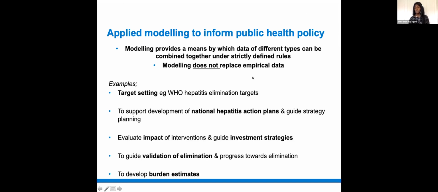So some examples of the use of modelling in hepatitis. Of course, we've seen that it can be used for target setting, for example, the WHO elimination targets. It can be used to support development of national hepatitis action plans and to guide strategy planning. I know our group, the Polaris group, and other groups have been doing that quite a lot with different countries around the world. In our case, for example, we supported Senegal, China, South Africa, and a few other countries to try and inform their national hepatitis strategy.